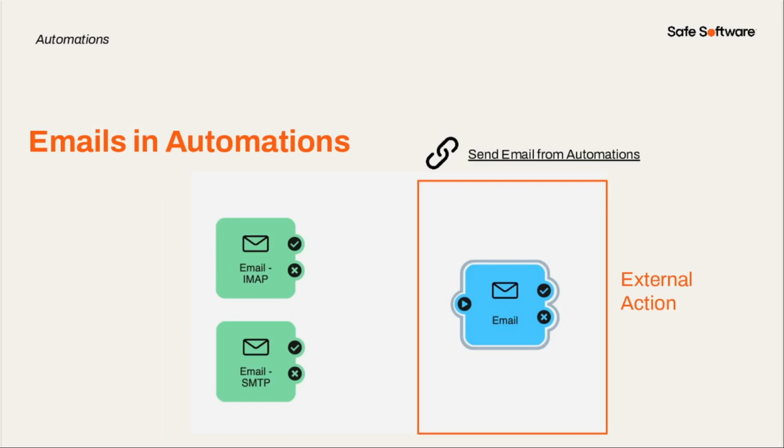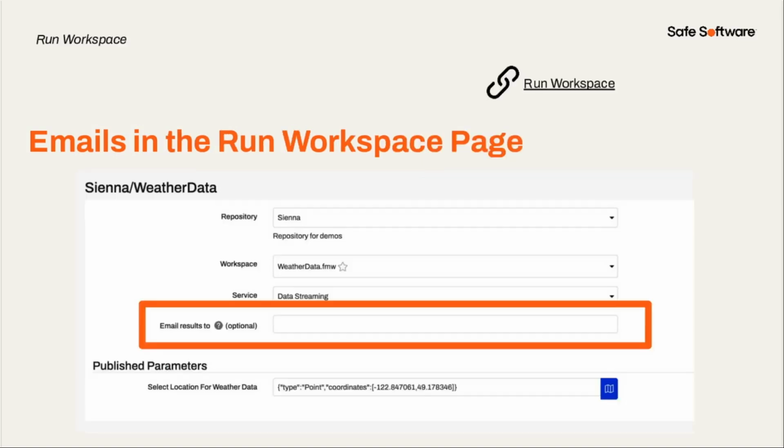The other one we have is the email external action. So this will send yourself an email once the workspace has completed or once the previous action has completed. You can attach data directly within that email external action. Next, we have emails in the Run Workspace page. This is what I was talking about before, where you can set up an email here. So if I were to write my email in that little box, click OK, the workspace would say, OK, I'm going to run, and I'll send the data to that email directly.